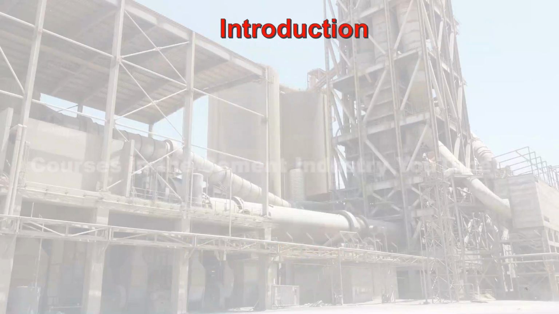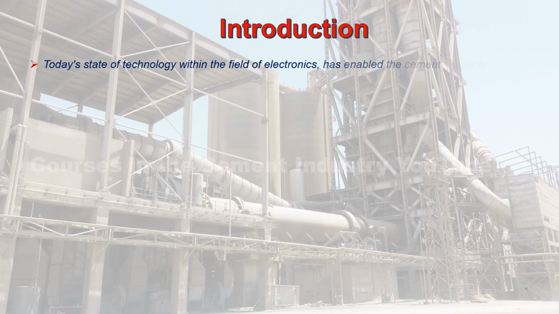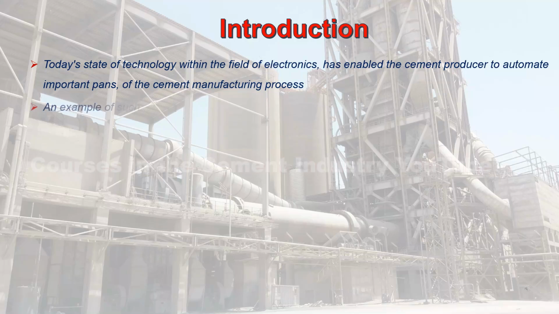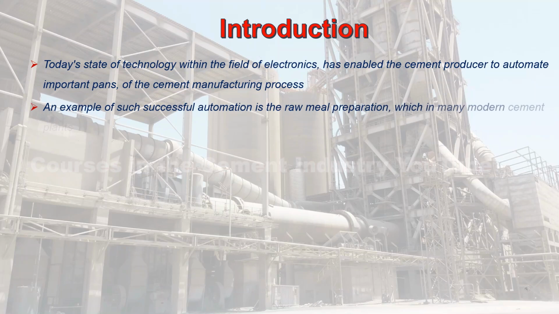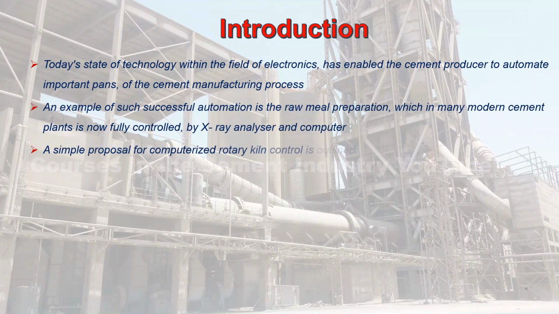Introduction. Today's state of technology within the field of electronics has enabled the cement producer to automate important parts of the cement manufacturing process. An example of such successful automation is the raw meal preparation, which in many modern cement plants is now fully controlled by X-ray analyzer and computer. A simple proposal for computerized rotary kiln control is outlined.